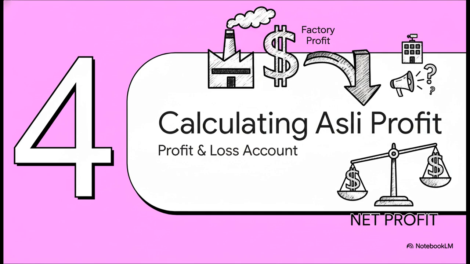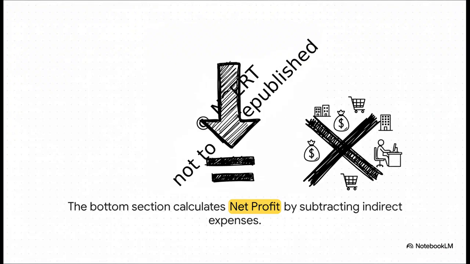But hold on, is that the Asli profit of the business? Not yet. We still need to subtract all the other expenses, like office rent and advertising. So let's move on to the second part, the profit and loss account, to find the final net profit. Okay, let's go back to that same format again. Do you see how the gross profit from the top part is brought down to the bottom part? That right there, that's our starting point for this section.